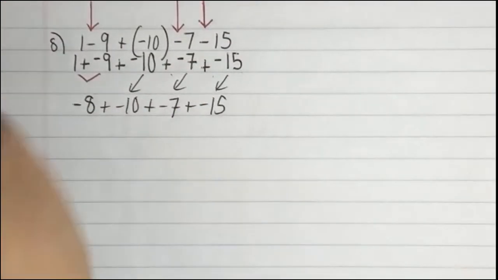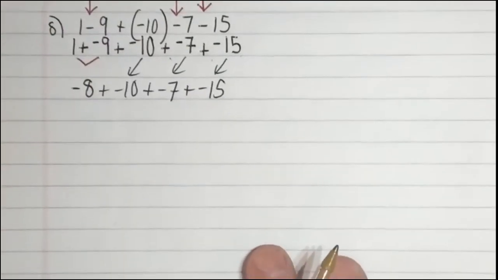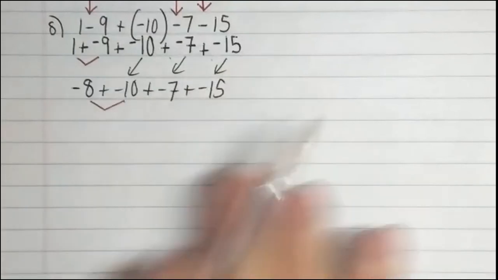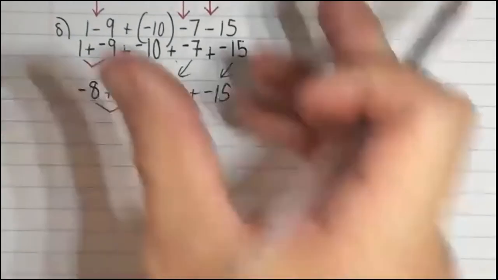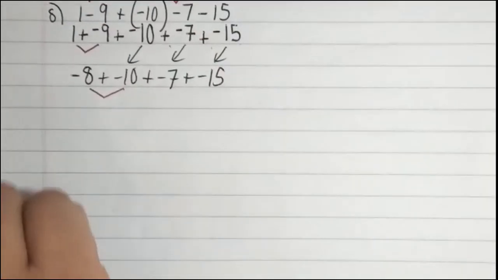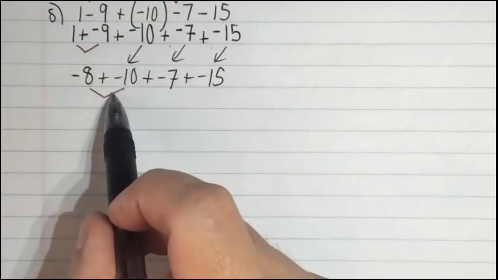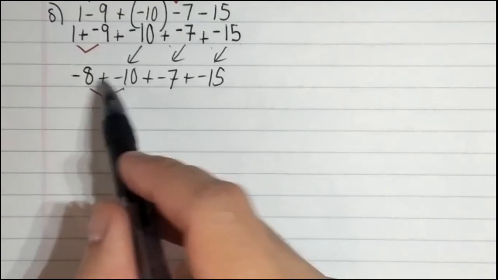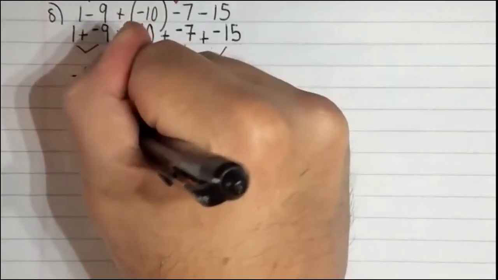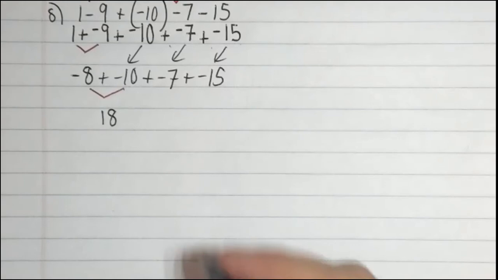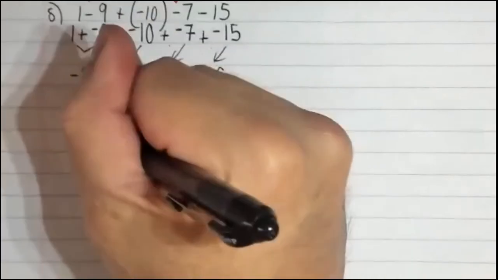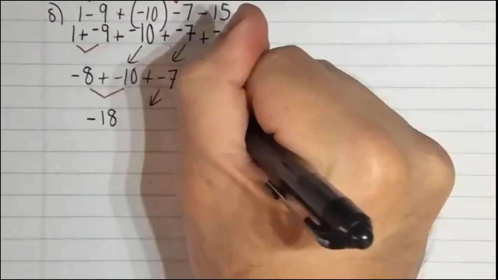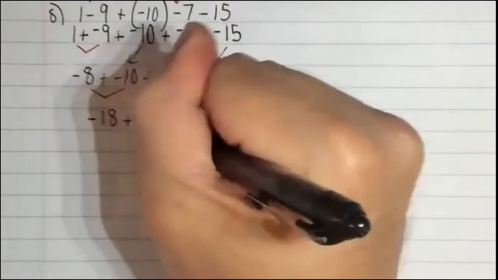As I work left to right, I'm eliminating a sign each time I do this. I'm eliminating a step. So I'm doing negative 8 plus negative 10. The signs are the same, so we're adding 8 plus 10, which gives me 18. Is it positive or negative? They're both negative, so we keep the sign of negative. Move everything else down.